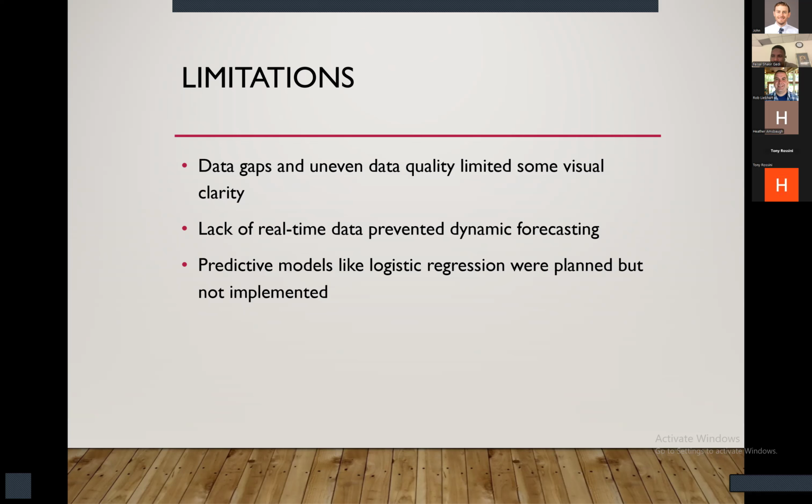Lastly, while predictive modeling techniques such as logistic regression or survival analysis were considered during planning, I have not implemented them due to time and data limitations. These models would have enhanced my ability to quantify the risk of democratic collapse under various scenarios. This remains a critical area for future research or system extension, particularly for early warning frameworks in fragile democracies.